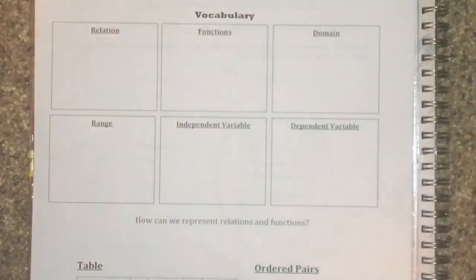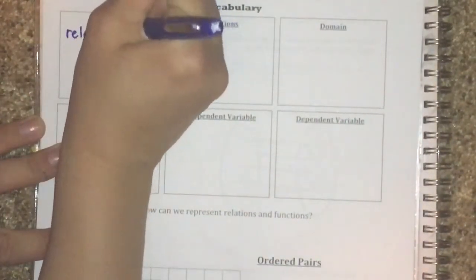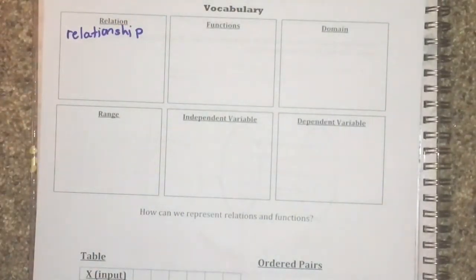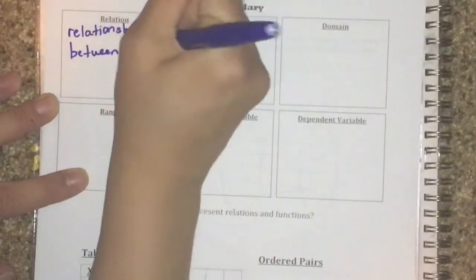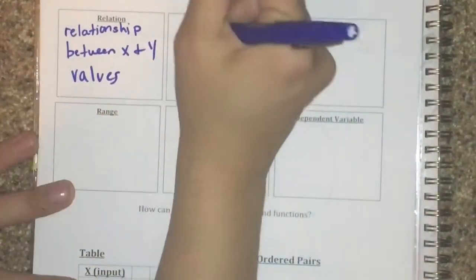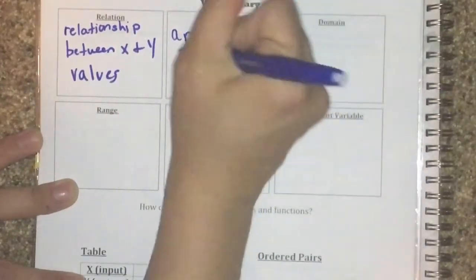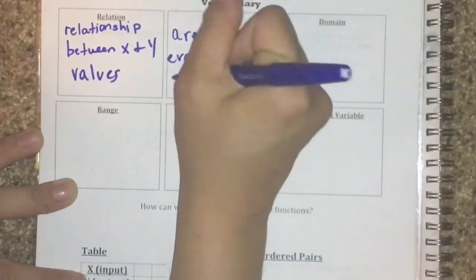A relation is, as it says, a relationship between sets of values. In math, the relation is between the x values and the y values. So a relationship between x and y values. A function is a relation, but every x has one y.